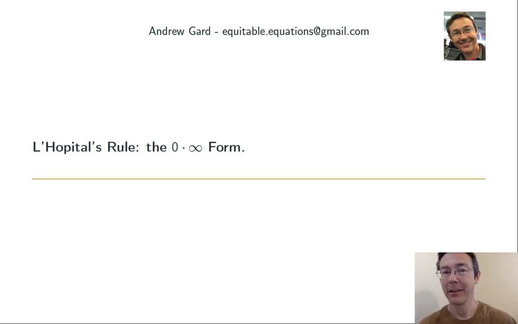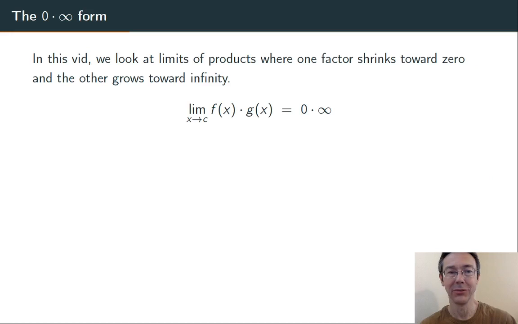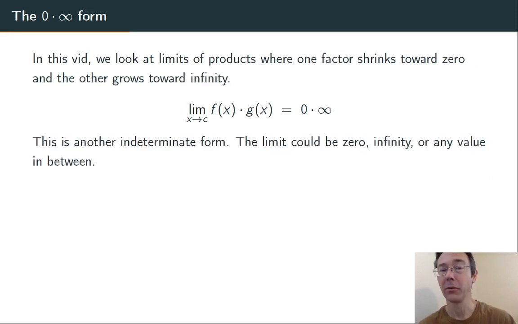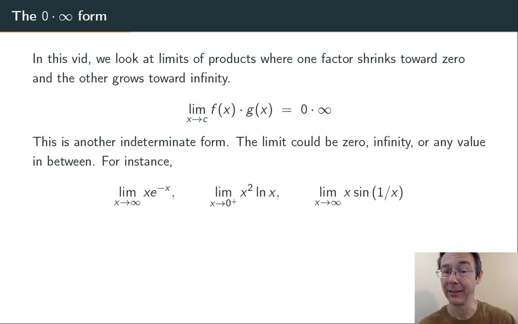Hey everybody, today we're doing the 0 times infinity indeterminate form using L'Hopital's rule. Here we're talking about limits where we have a product and one factor is going to 0 and the other is growing without bound. For shorthand, we say that's a 0 times infinity indeterminate form. This limit could be 0, could be infinity, could be anything in between.